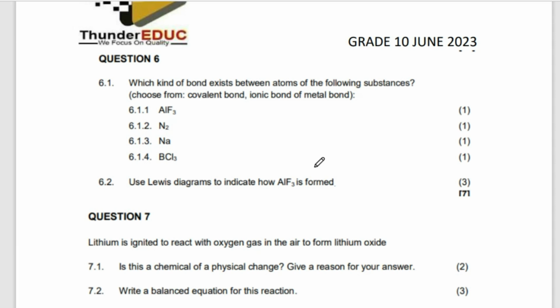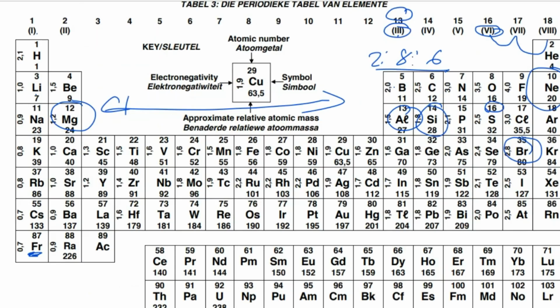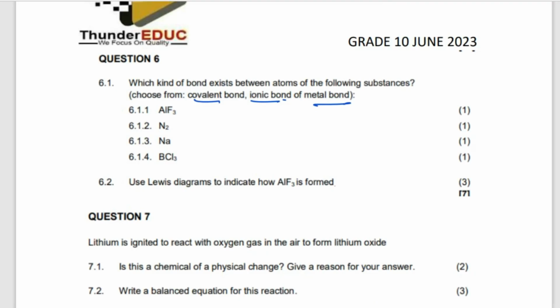Question 6, which kind of bond between the atoms exists? Okay, covalent. Now you need to know which is covalent, which is ionic, which is metallic. Metallic is between metals. I showed you the Z line, from here, like this, like this. So these ones are metals, non-metals. So this is a metal, a non-metal. So what is it? That one is clear. Ionic. This one is non-metal, covalent by sharing. This is metal only, that is metallic.